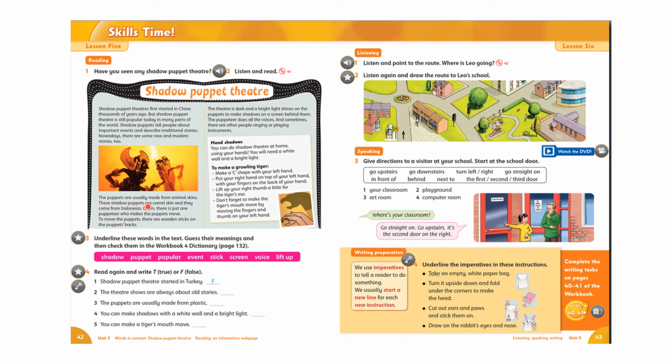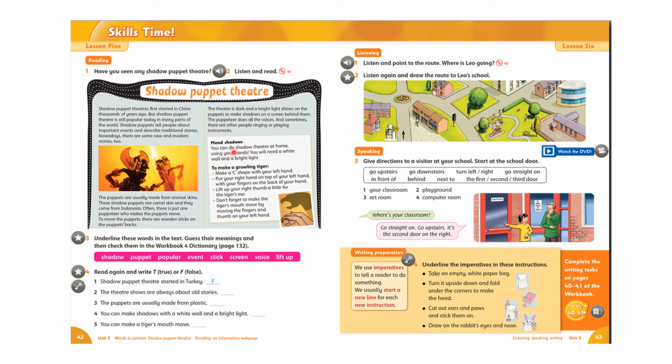The puppets are usually made from animals' skins. These shadow puppets are camel skin and they come from Indonesia. Often, there is just one puppeteer who makes the puppet move. To move the puppet, there are wooden sticks on the puppet's backs. The theater is dark and a bright light shines on the puppets to make shadows on a screen behind them. The puppeteer does all the voices, and sometimes there are other people singing or playing instruments.